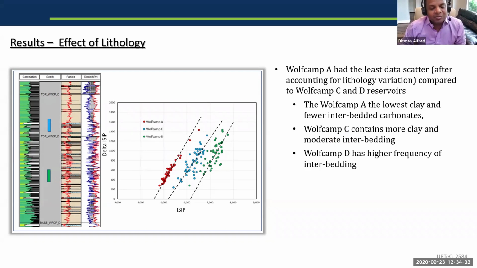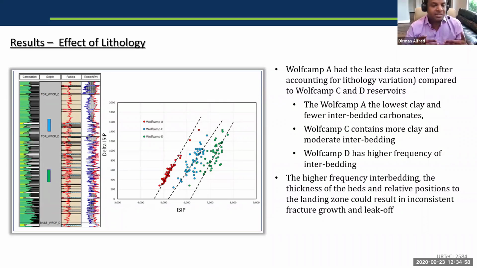And D had equivalent clay, to be honest, but it has the highest degree of interbedding, a higher frequency of interbedding. And I've noticed this: you get a lot of scatter when you get a lot of interbedding, because now you're creating an SRV that's very inconsistent. You're not creating the same thing. You're going one high, one low, because of where your wellbore is with respect to the interbedding and your landing target zone. So my takeaway is, if you find your wells have a lot of scatter, go back and rethink your landing zone.